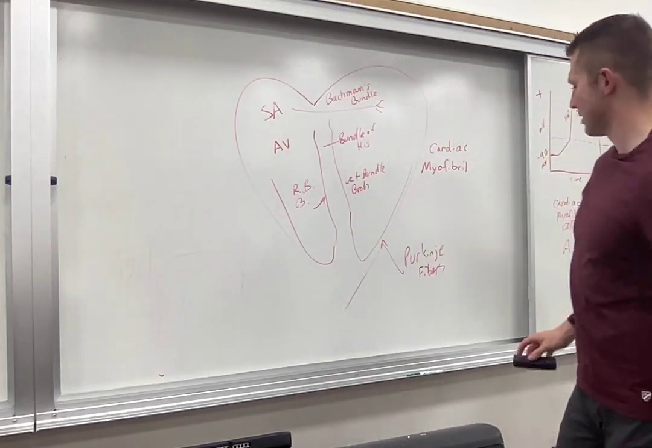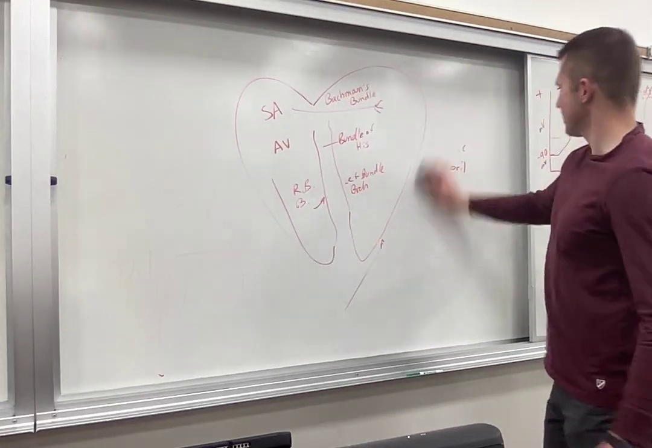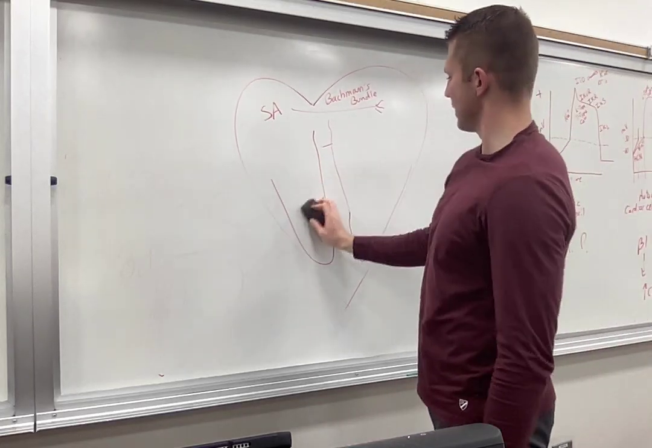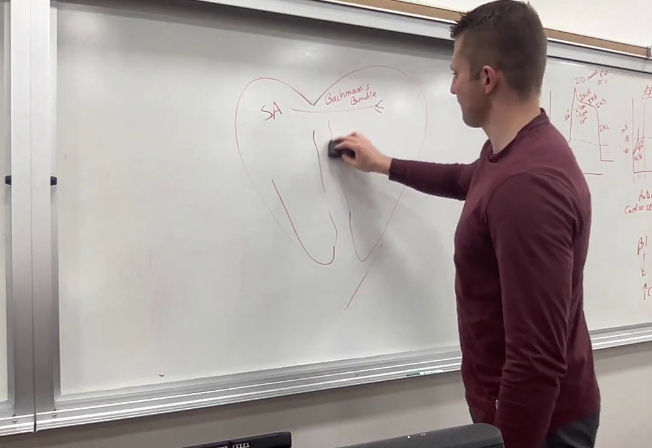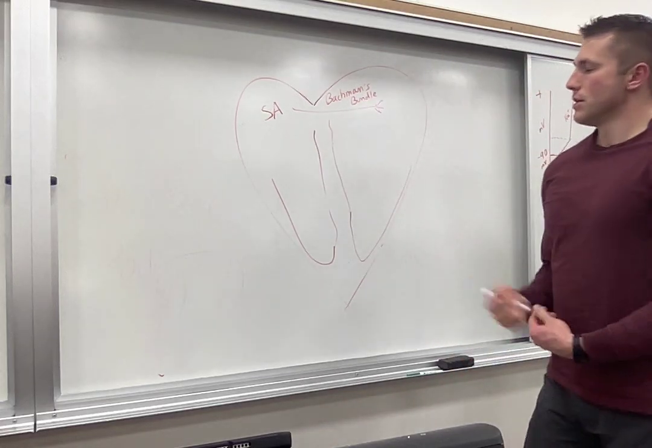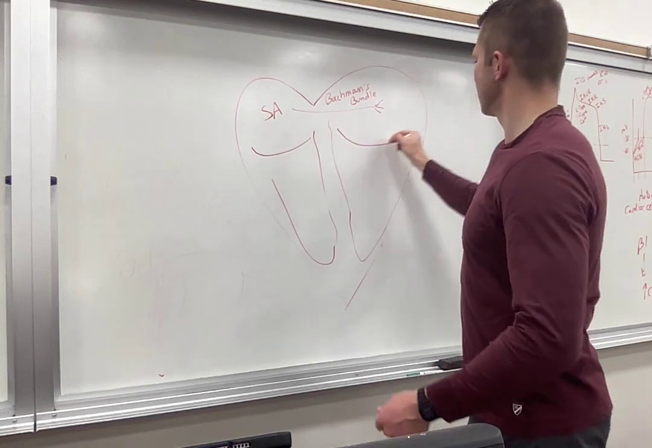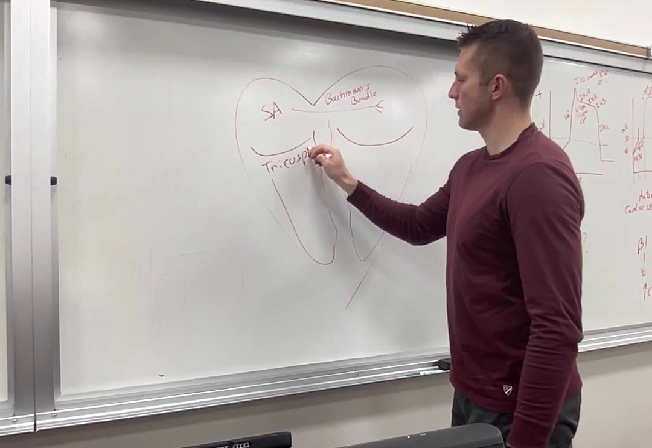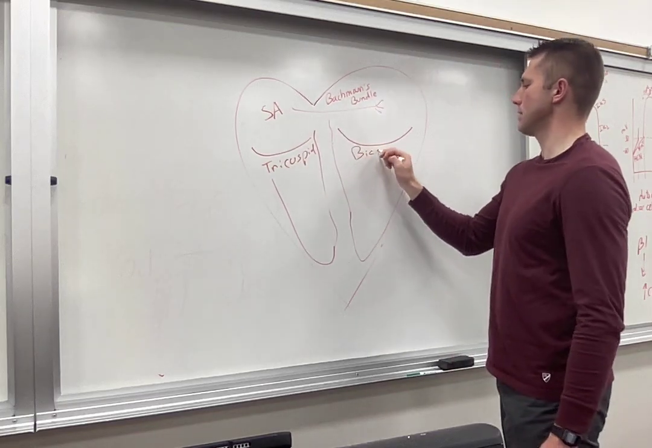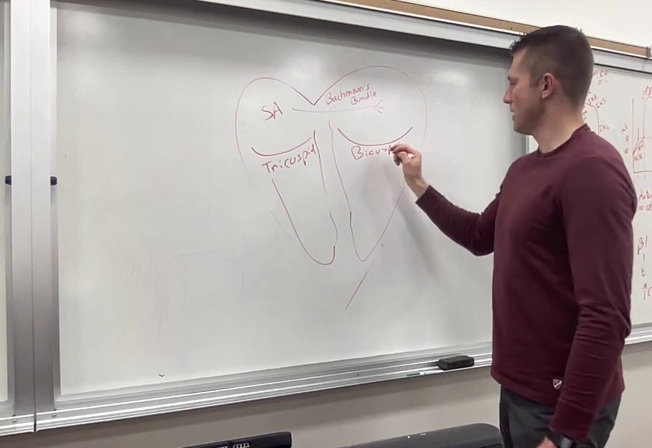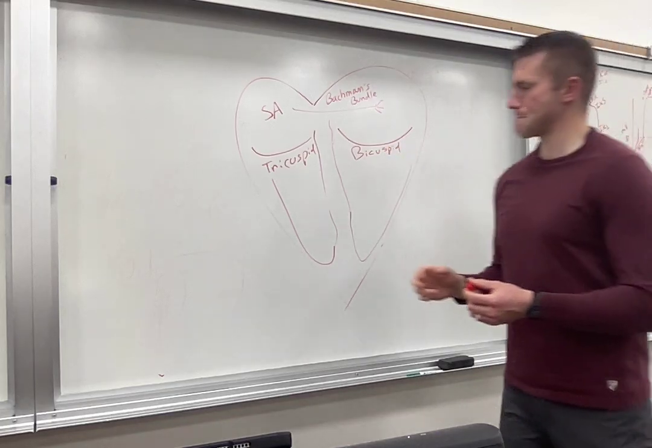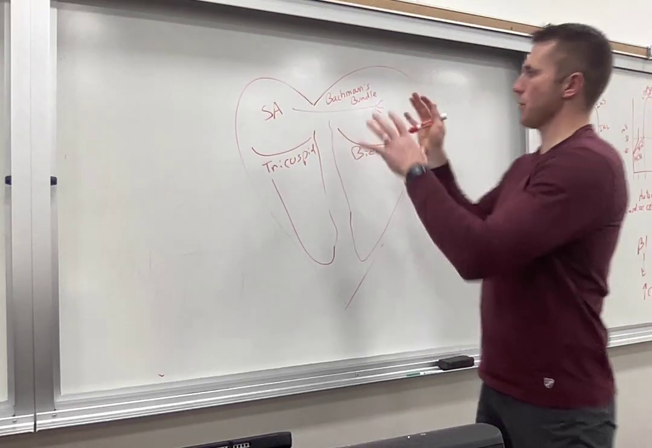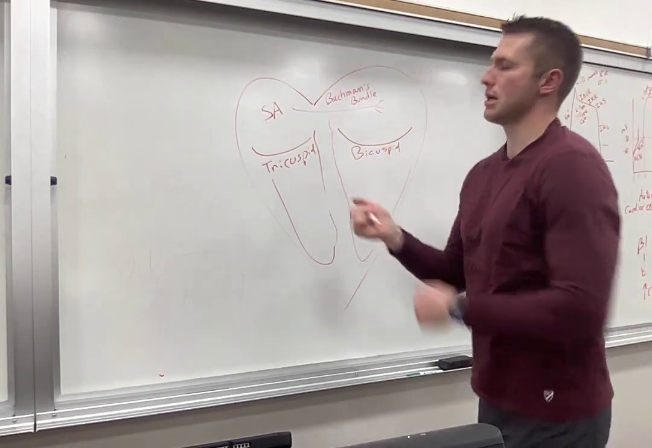I'm going to leave this heart, and we'll do that. Okay. So here we've got our tricuspid valve and our bicuspid valve, just to orient you. So to the atria, because now we're going to go and talk about what we see.